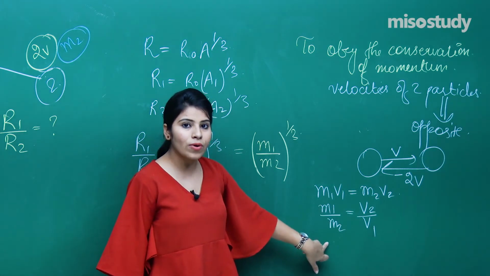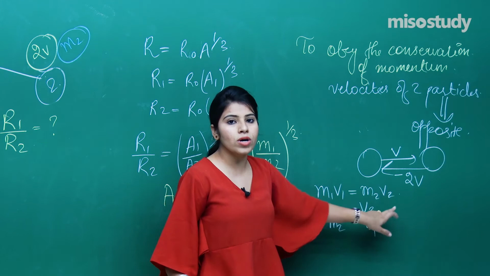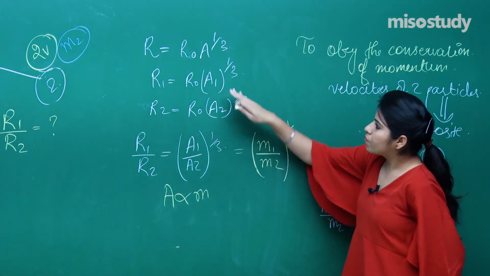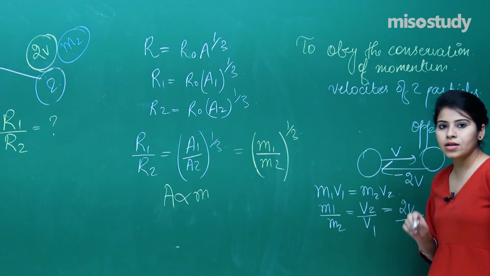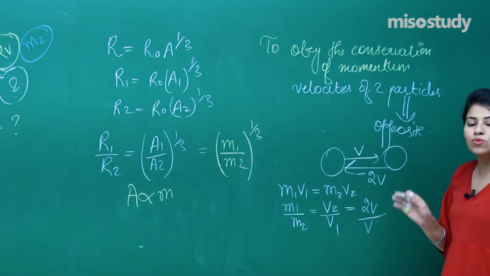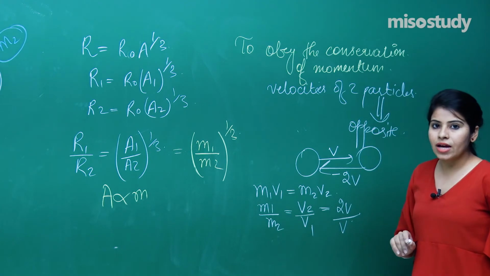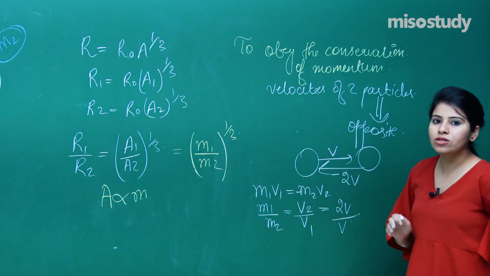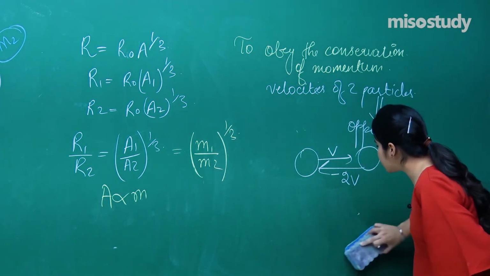And so from here we have to find m1 upon m2. Now we know that v2 is 2v and v1 is v. Let me just say, because we know that their directions are opposite, we are using the negative sign. So you can do this. Let me just repeat this so that you can understand.